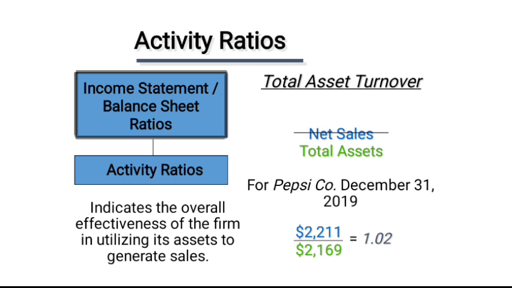What we do is divide net sales, which we get from the income statement, by total assets, which we get from the balance sheet. Net sales divided by total assets. Net sales of Pepsi in December 2019 were 211, and total assets in December 2019 were 2169. So the total asset turnover was 1.02.